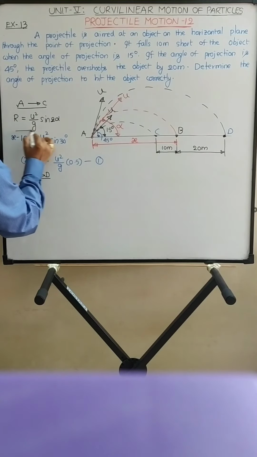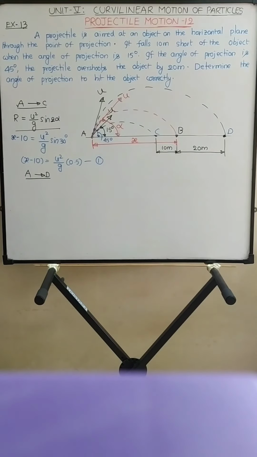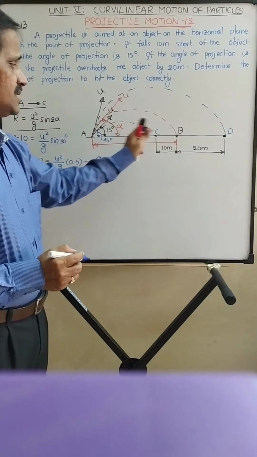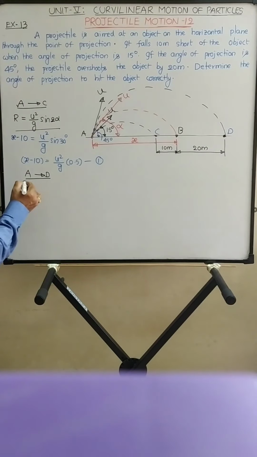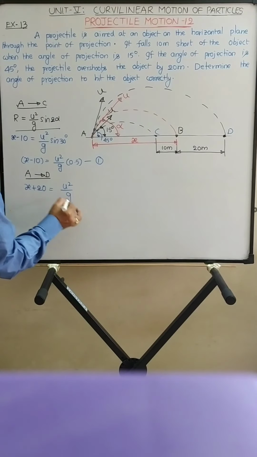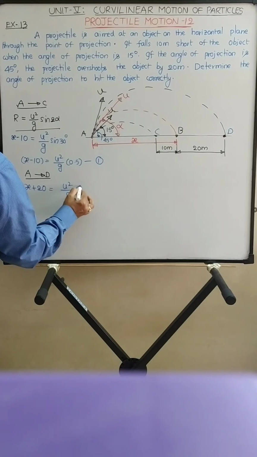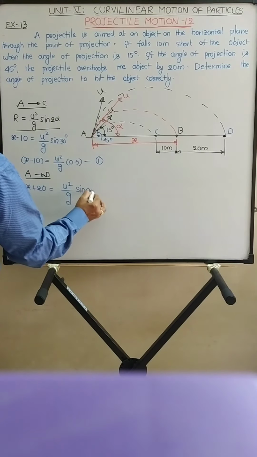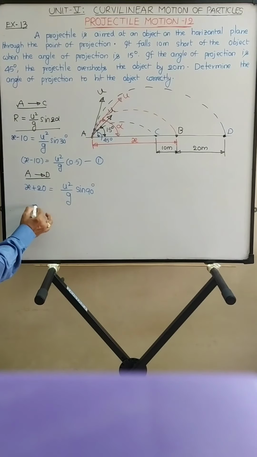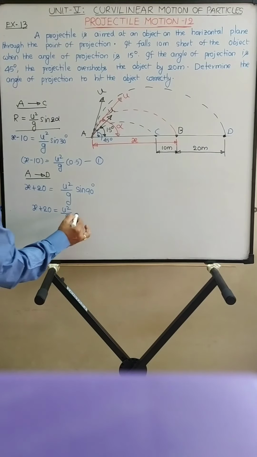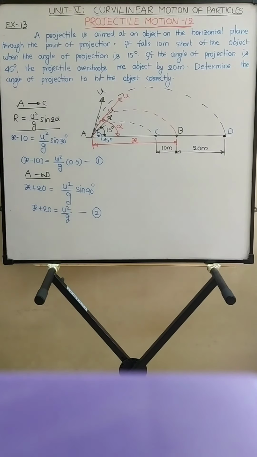Now you consider the motion of the projectile from point A to D. Again using the same equation, R is equal to u square upon g sine 2 alpha. Now what is R from A to D? Yes, it is x plus 20. So x plus 20 is equal to u square upon g sine 2 alpha. Here alpha is equal to 45 degrees, so it is sine 90. So you have x plus 20 is equal to u square upon g, equation 2.